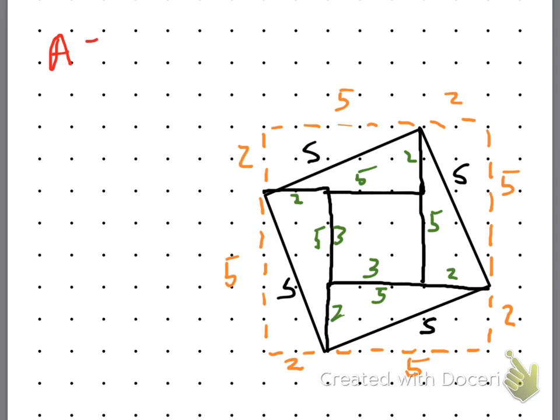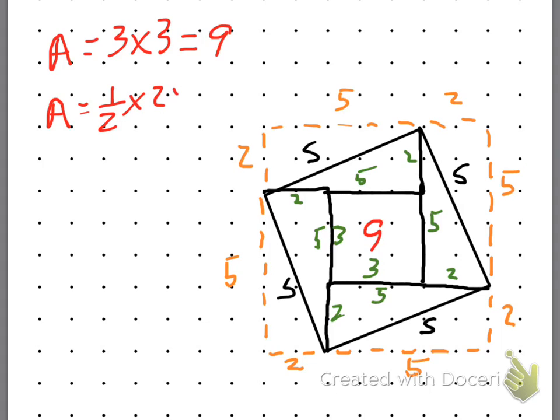So now I'm calculating area. The area of that 3 by 3 is going to be 9. And then the area of each right triangle is going to be half of a 2 by 5 rectangle. So again, each of these triangles is half of a rectangle. Rectangle's area is length times width. So we're just going to, in this case, figure out half of 10.